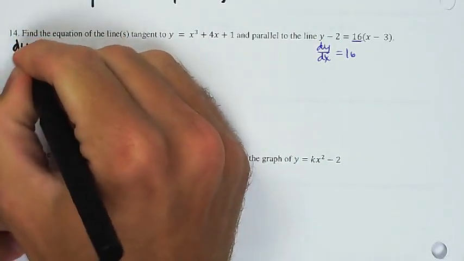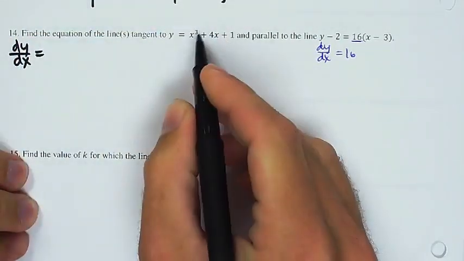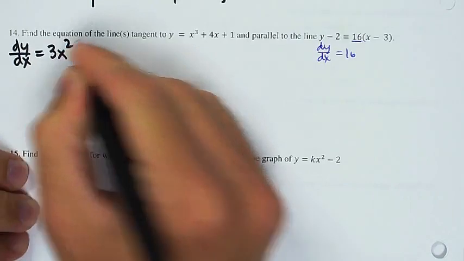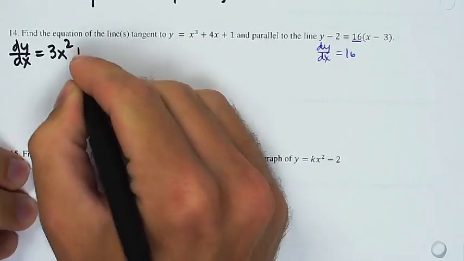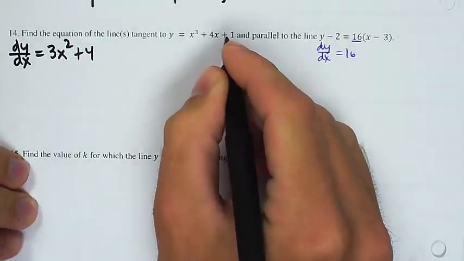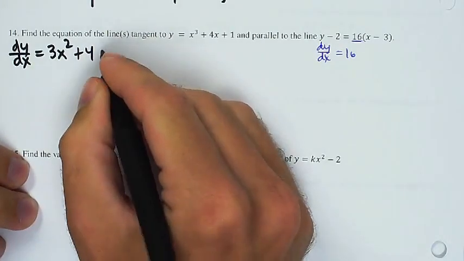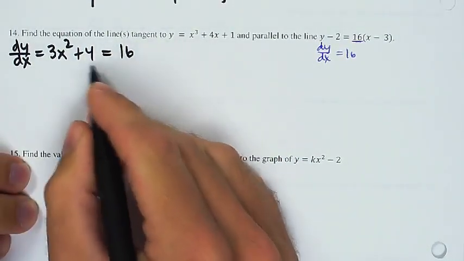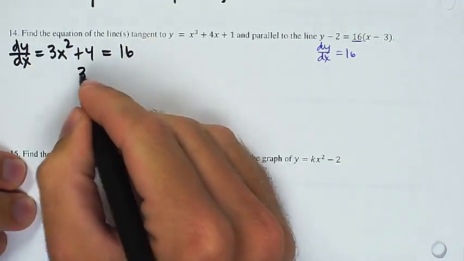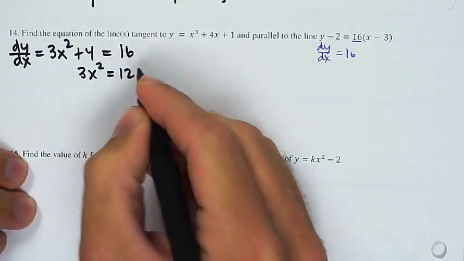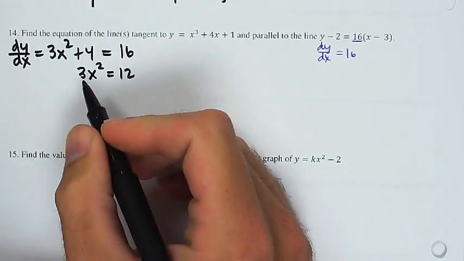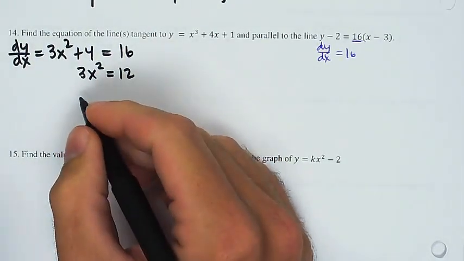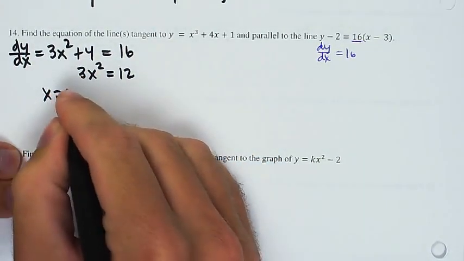So over here, I'm going to say dy dx equals 3x squared plus the derivative of 4x, which is 4, and the derivative of 1 is 0. And we're going to be interested in where that's equal to 16. Okay, so I'm going to subtract 4, and I'll have 3x squared equals 12, meaning x squared has to be 4, so x could either be 2 or negative 2.